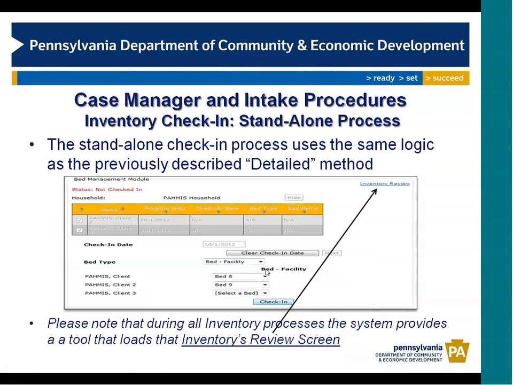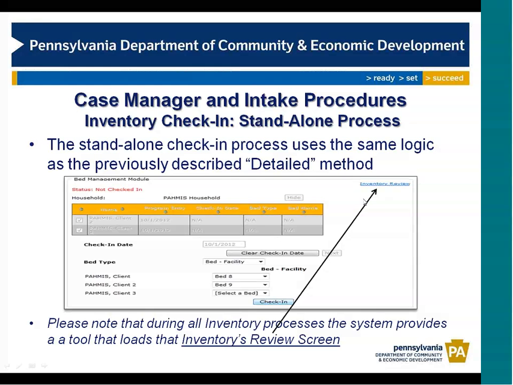Then it will take you to a separate screen where the focus is just on checking people into a household or into an inventory item, and it follows the same exact rules as the detailed check-in method. Basically, it's going to ask you for a date. When you continue on, it'll then ask you for a bed type, and then depending on the bed type, the system will dynamically build the screen depending on the number of clients included. I'm not going to go over the whole thing. It's exactly the same as the enrollment process. But here's just a notice here, the inventory review screen.